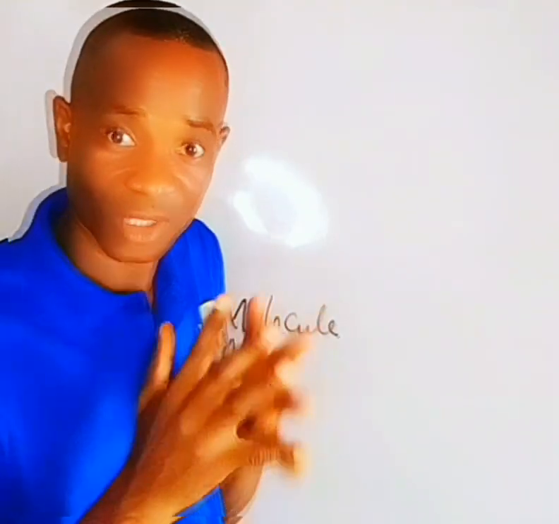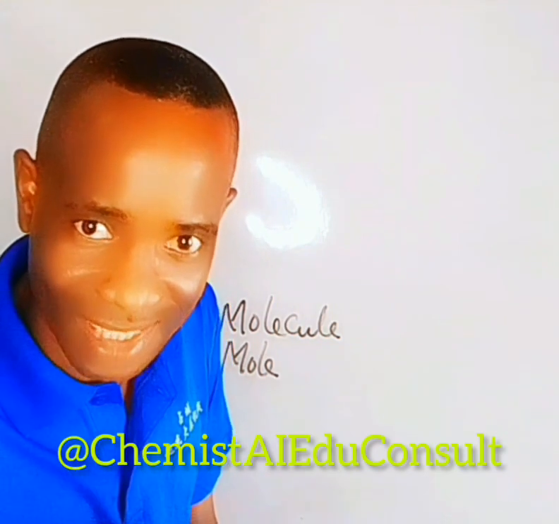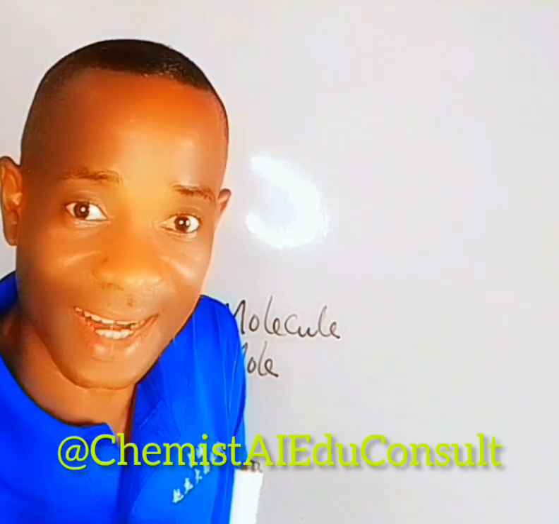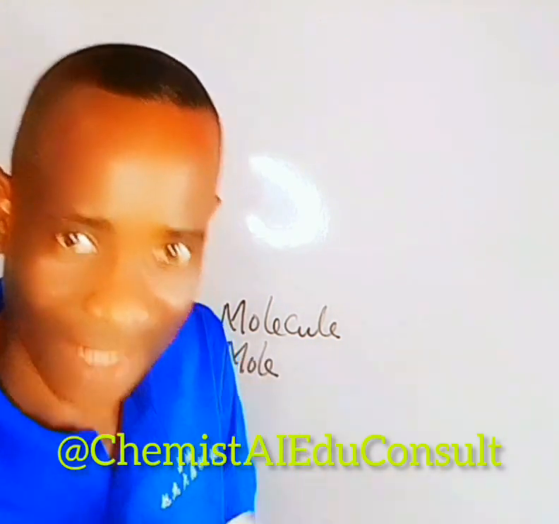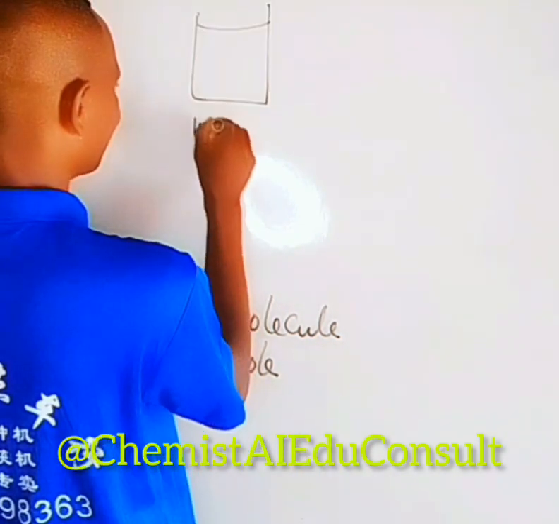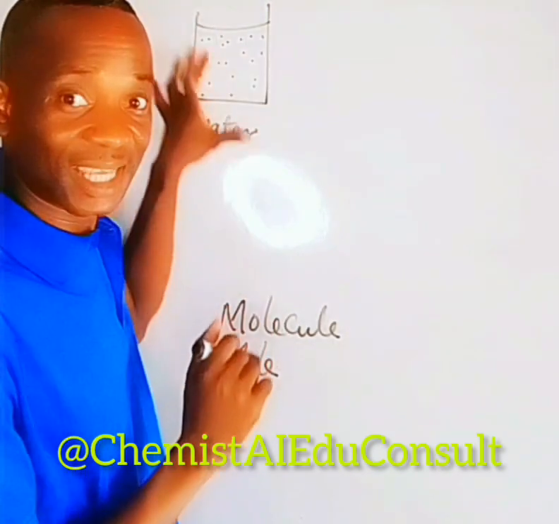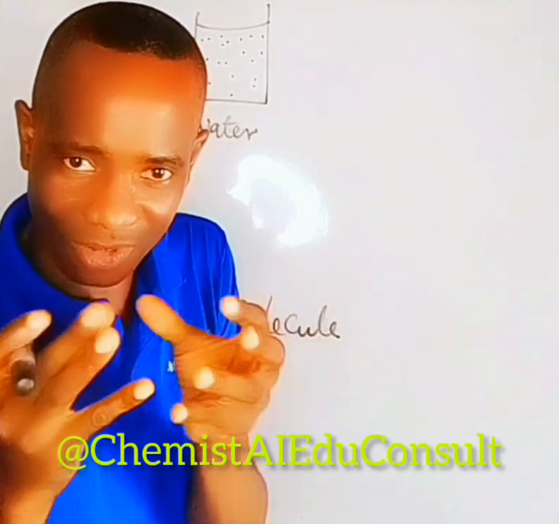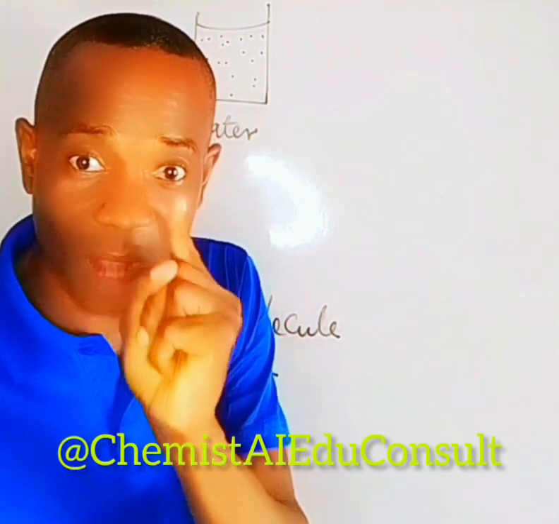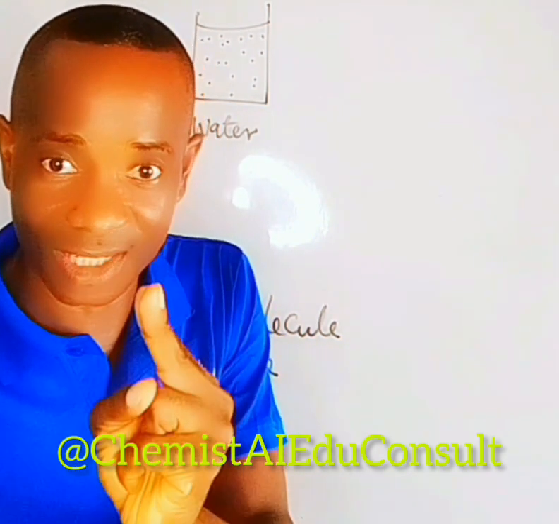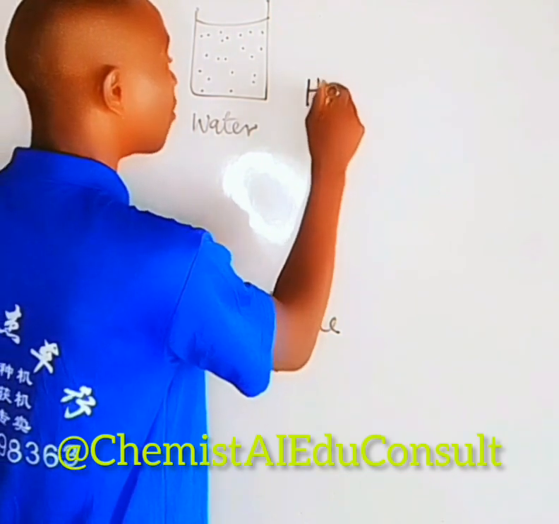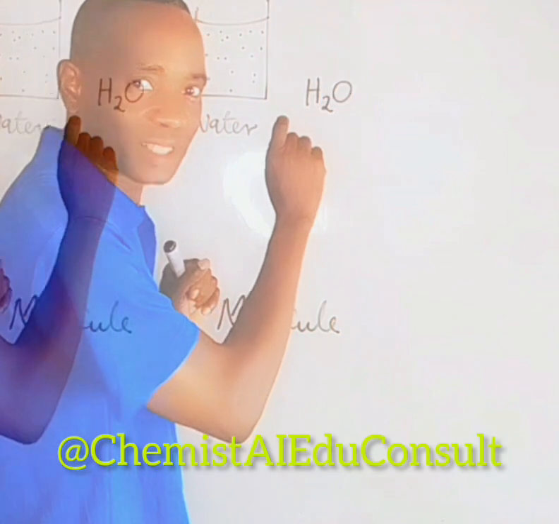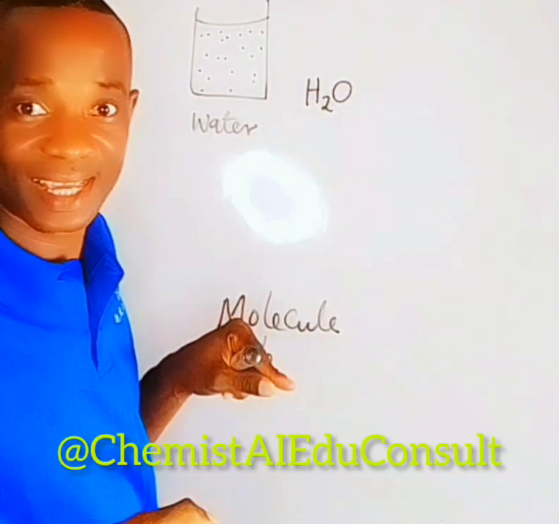A molecule of a substance is the tiniest unit of that substance which can exist alone and still retain the properties of that substance. For instance, water. This water you are seeing is made up of tiny things that are identical, that your eyes cannot see. Each of them contains 2 atoms of hydrogen and 1 atom of oxygen, as recorded in the molecular formula H2O. That is a water molecule.